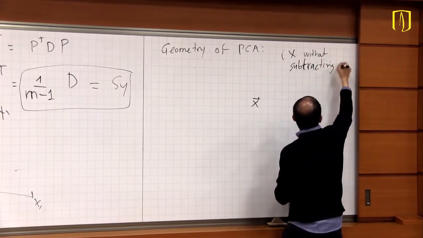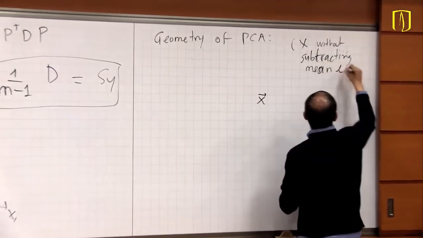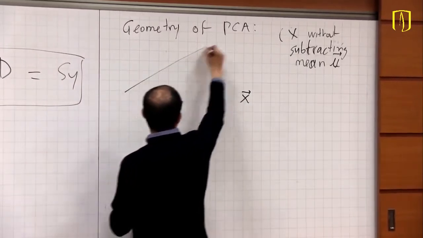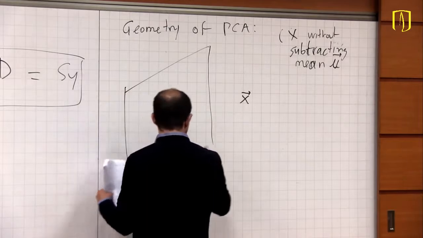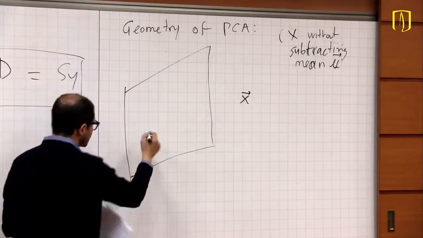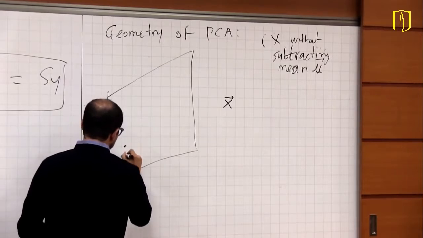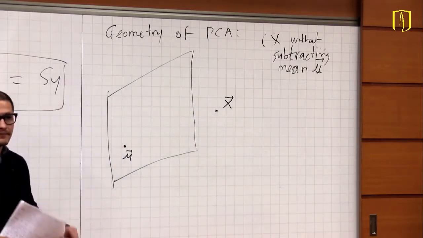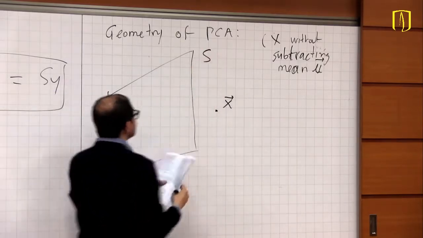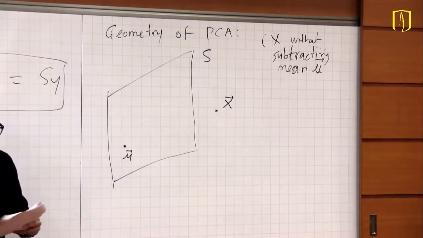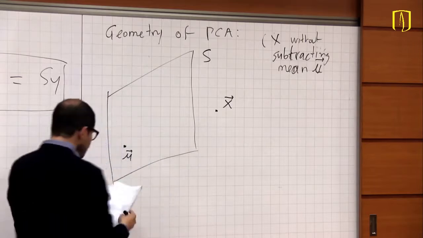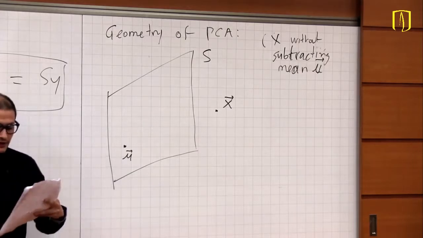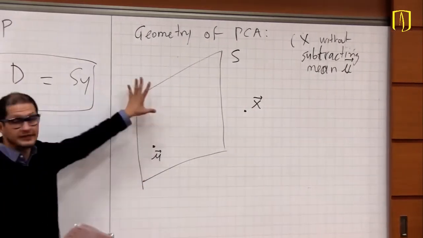Subtracting the mean mu. So we have this point here, and then we have a subspace that looks like this. Let's say that the mean belongs to the subspace. So this is my vector mu, and this is my point x, and my subspace is S, this plane here. The observation is that this P that we found, or P transpose, forms an orthonormal basis for the subspace S.